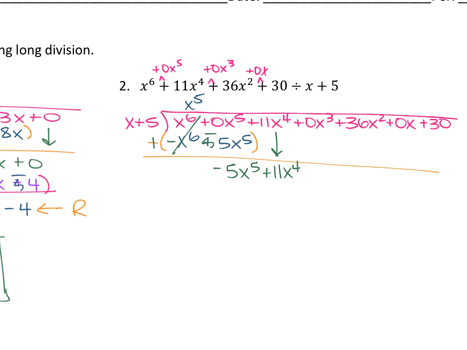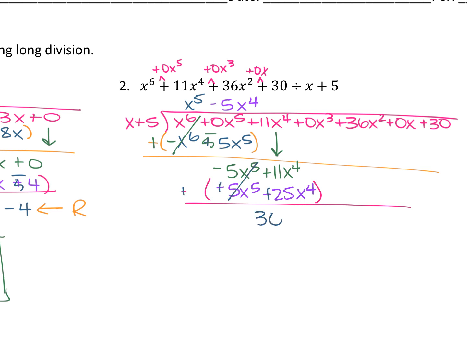From here, the x times negative 5x to the 4th power is negative 5x to the 5th. So the 5 times the negative 5x to the 4th is negative 25x to the 4th. So then we would subtract these, distribute the negative in, so that gives us 36x to the 4th plus 0x cubed. So now from here, your x times 36x to the 4th, x cubed, is going to give you 36x to the 4th.